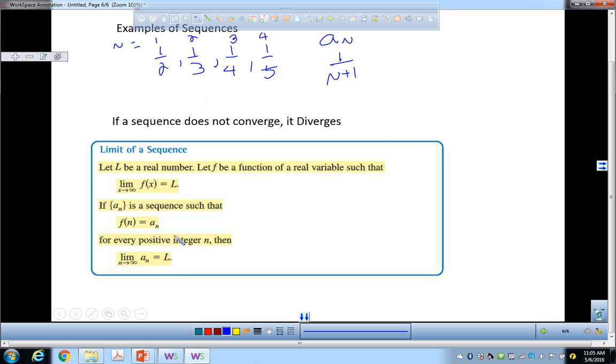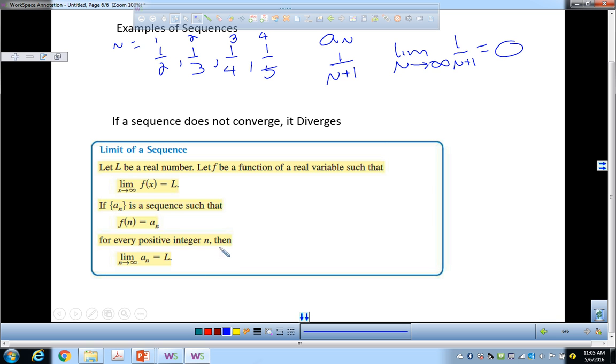So what this says is that the limiting value of the sequence is going to be the same as the limit as n approaches infinity of the nth term. So if I take the limit as n goes to infinity of 1 over n plus 1, what's that equal to? As this gets very large, this is equal to 0. Got it? You got that?